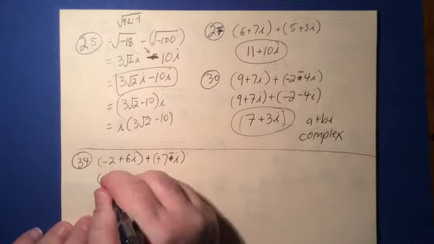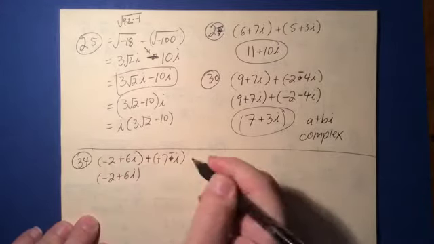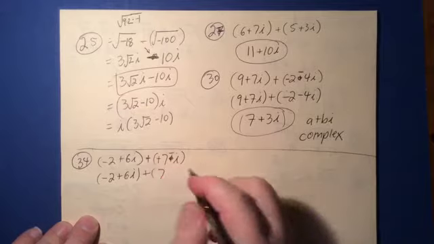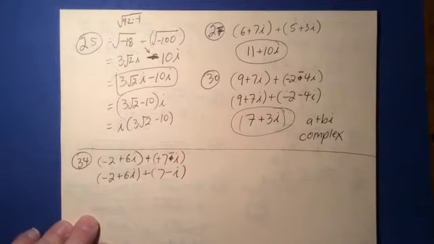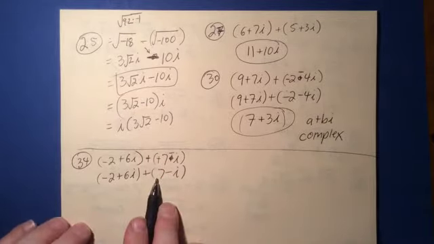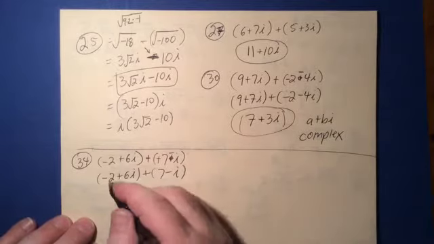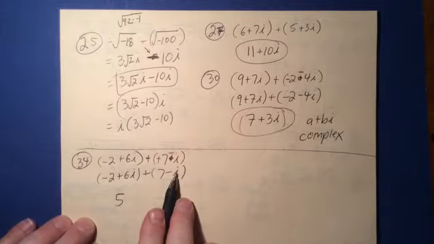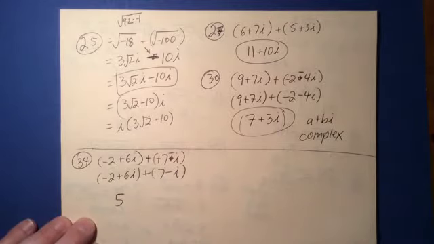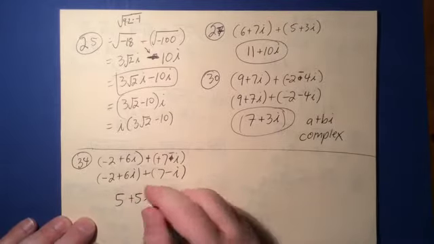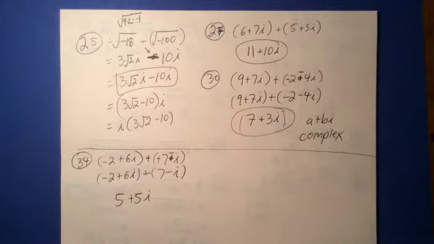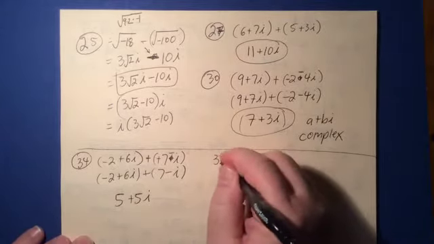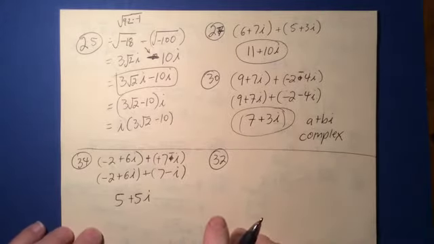Okay, I'm going to rewrite the problem again. Plus 7 minus i. So here I have negative 2 plus 7. So rule of integers applies here. So negative 2 plus 7 is going to give me 5. Then 6i minus i, or 6 minus 1, is going to be plus 5i. And we have our final answer in a nice simple form here. Let's go ahead and backtrack a little bit and go to 32. And let's see what happens with this problem.